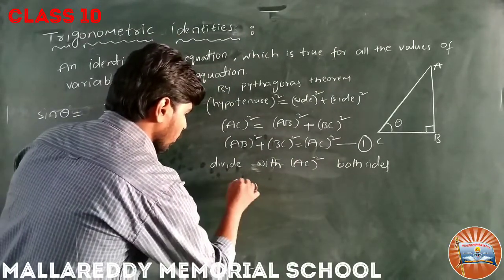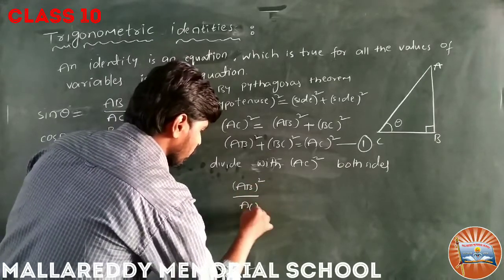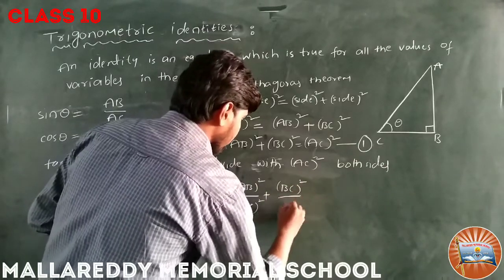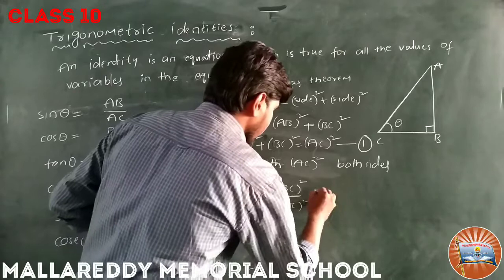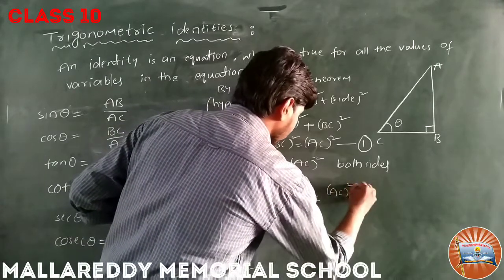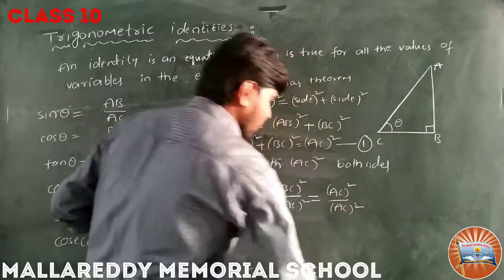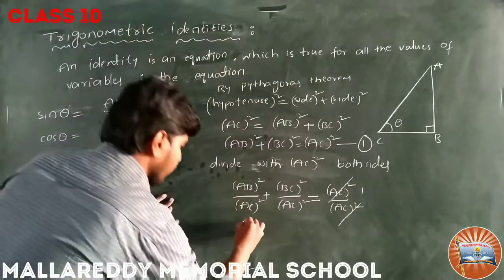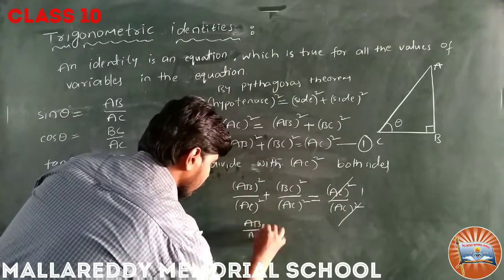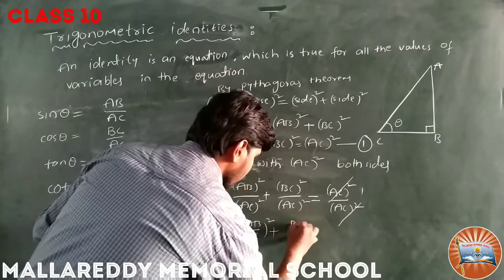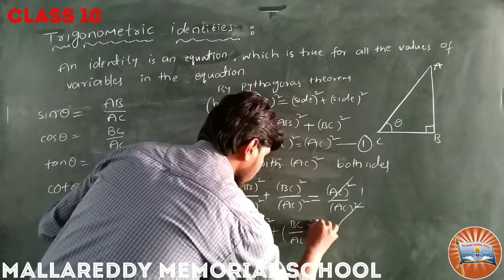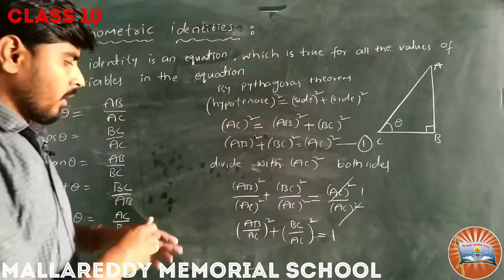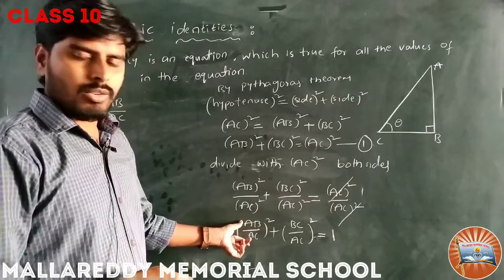So AB whole square by AC whole square plus BC whole square by AC whole square equals AC whole square by AC whole square. Okay, this 2 gets cancelled and 1 remains here. And here it becomes AB by AC whole square plus BC by AC whole square equals to 1. So AB by AC, we have one ratio here.